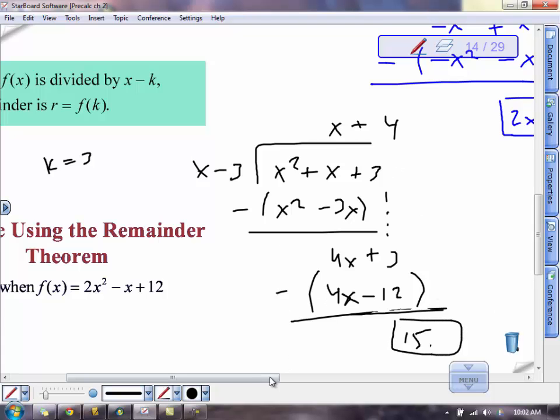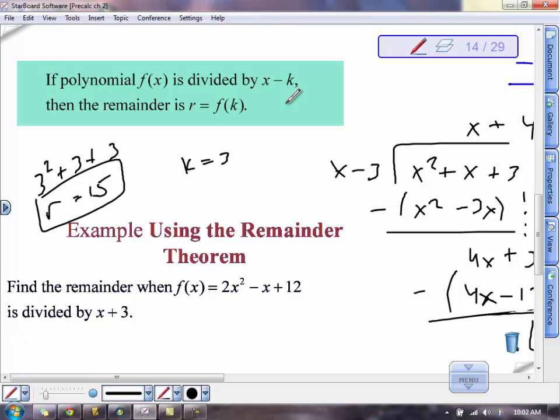Obviously, this takes longer than doing the remainder theorem. The remainder theorem is very simple. If you're dividing into it, just find k. When we divide into it, we're always going to put it in this form, x minus k. And so if we know this number, we can then just put it into the original function, and that is the remainder.